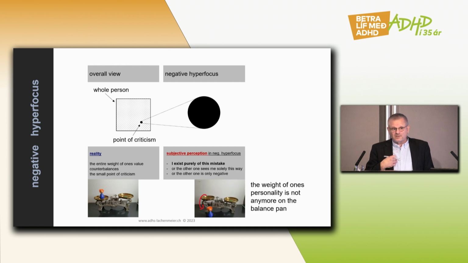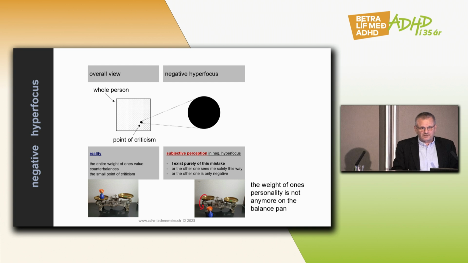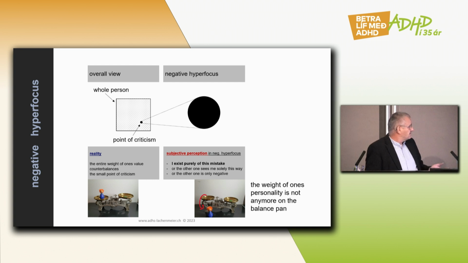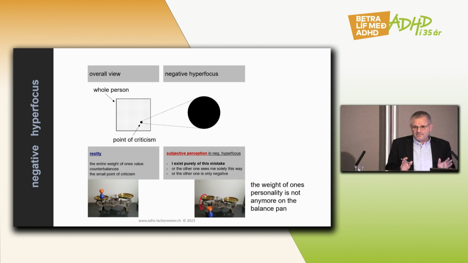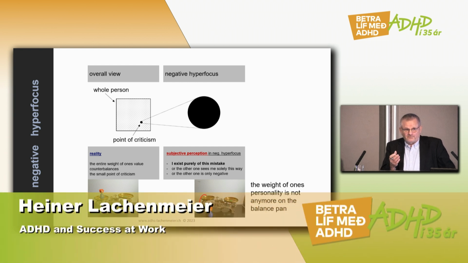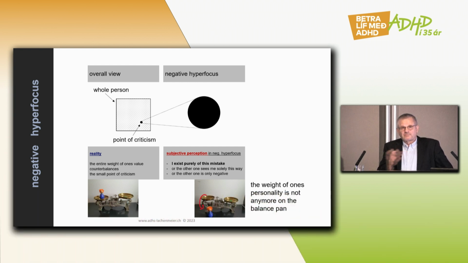it would seem subjectively to us: I exist only out of this mistake. So then it seems my whole personality, everything that I am, is not on the scale anymore. So the smallest criticism could switch the scale. And that is what happens subjectively and emotionally. Of course, then a very small incident can feel as if one is devastatingly attacked.